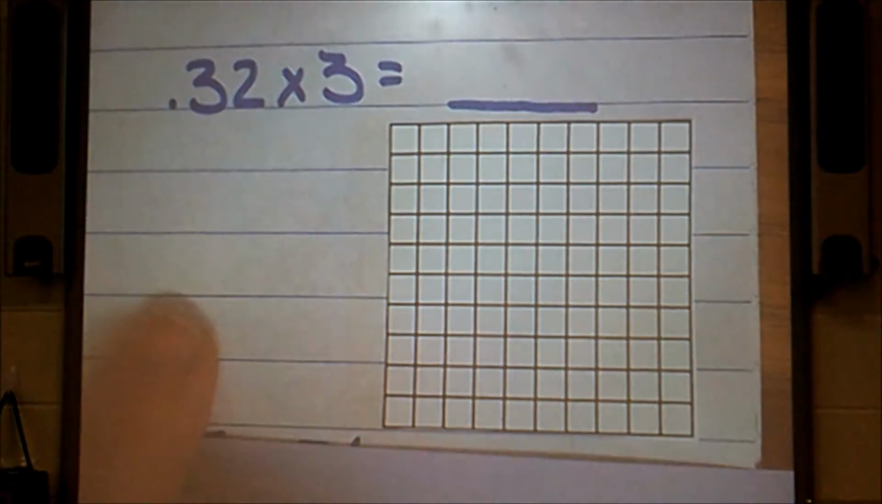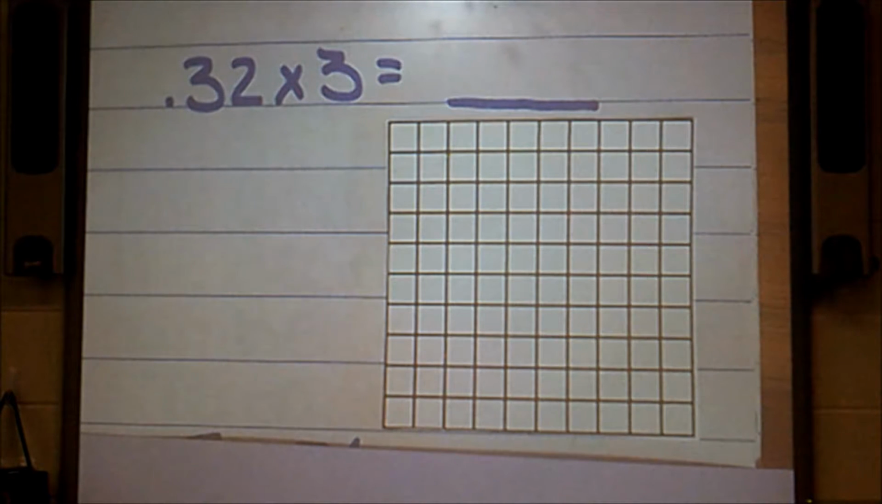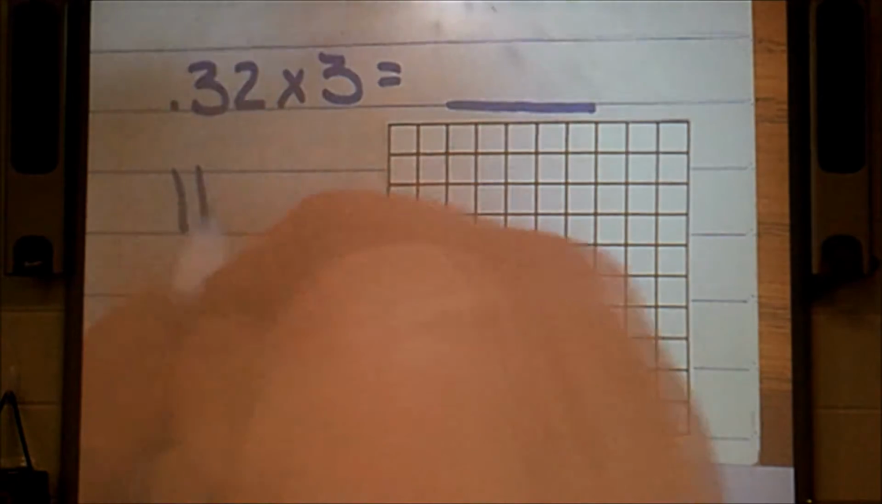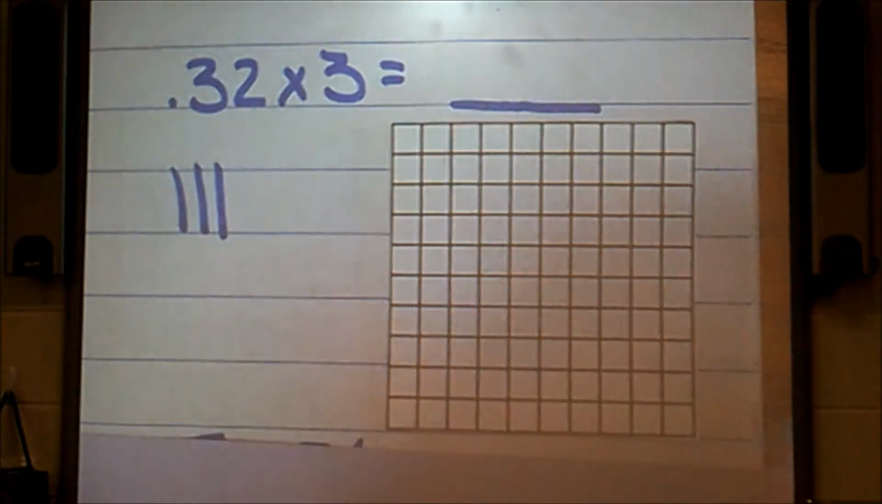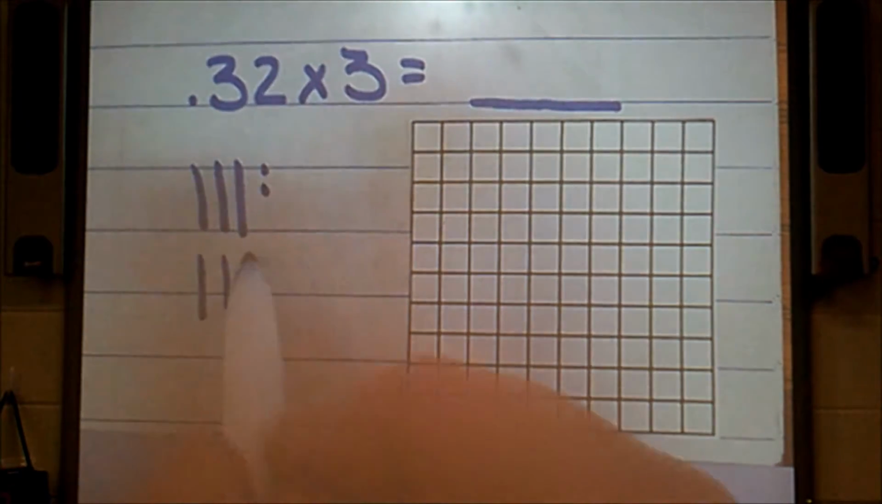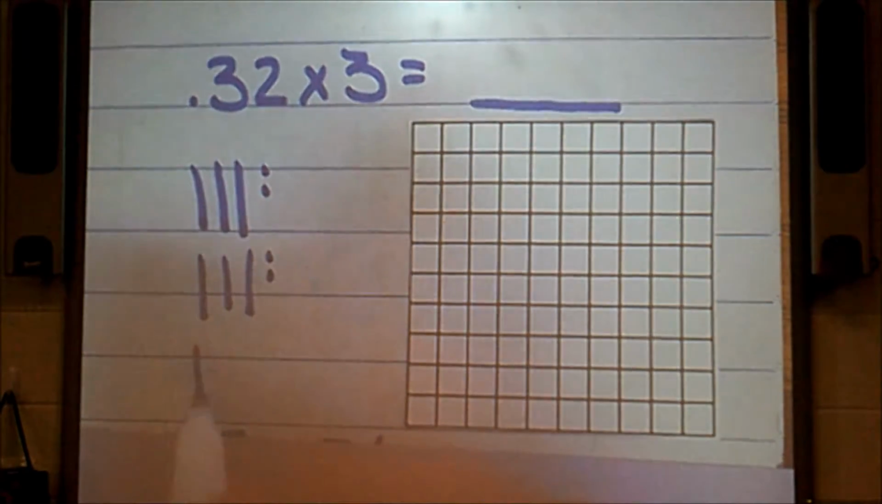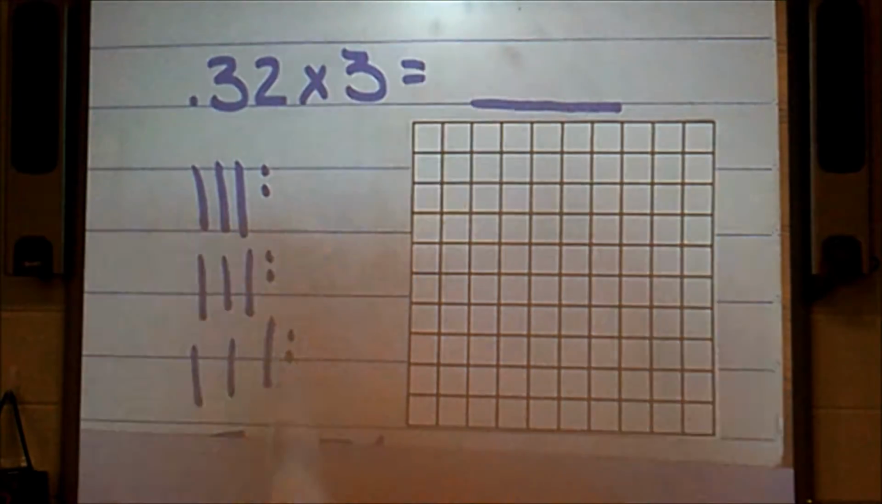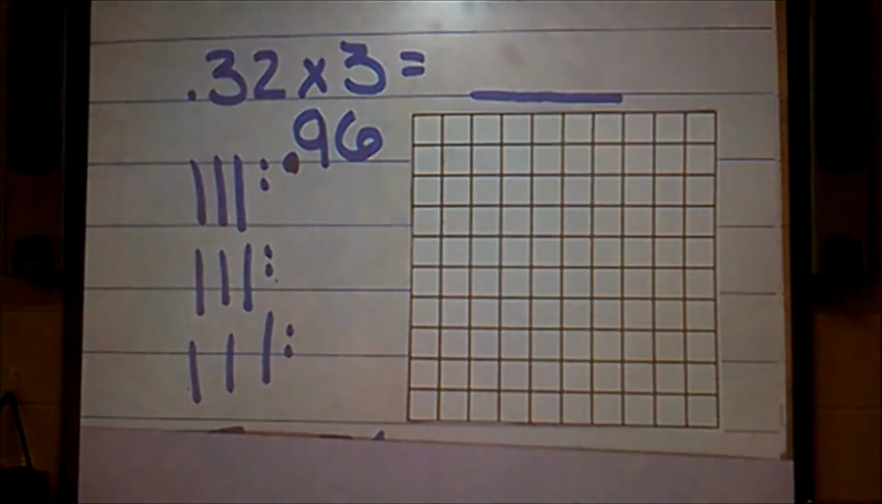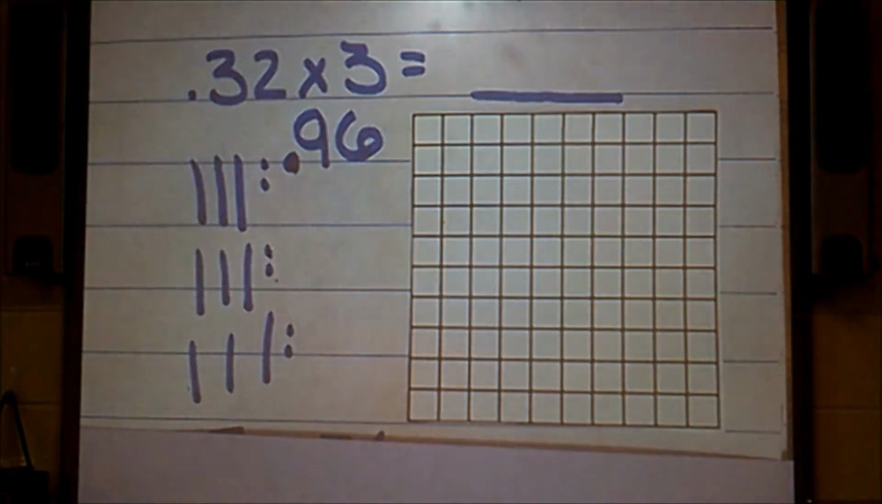I think for this one I'm going to draw a picture as well to show you how that would look. I'm going to do 32 hundredths 3 times. So I'm going to do 30, 2, 10, 20, 30, 1, 2, 10, 20, 30, 1, 2, 10, 20, 30, 1, 2. Add them all up. So if I did this right, then my product should be 96 hundredths. Let's check it on the grid to make sure that I didn't do anything incorrect.